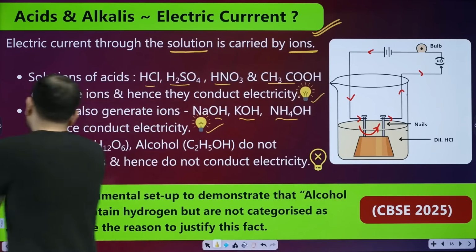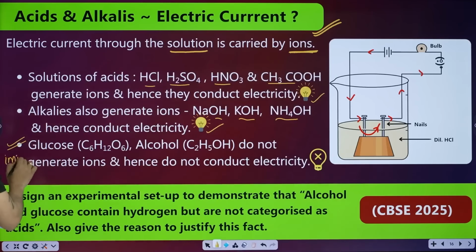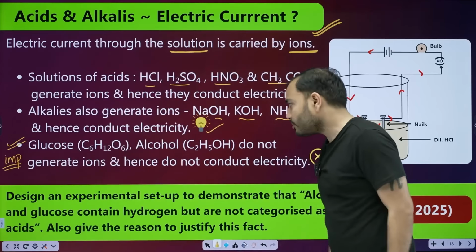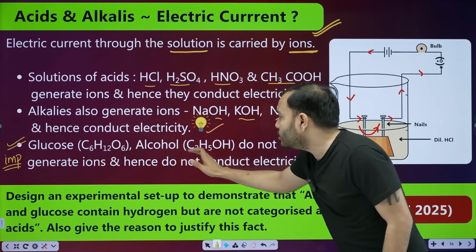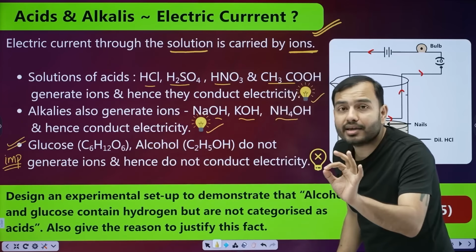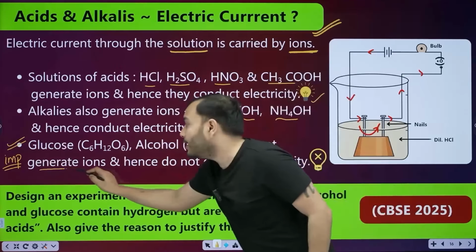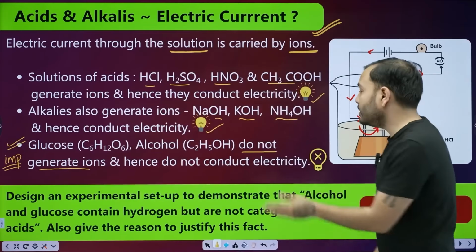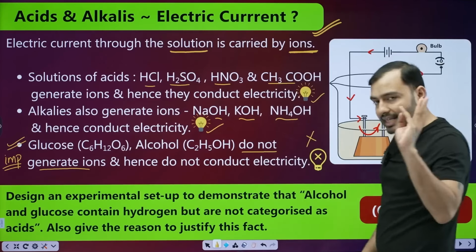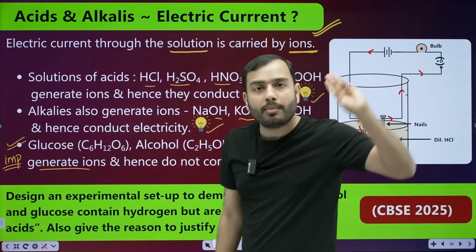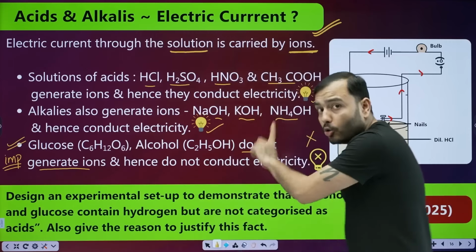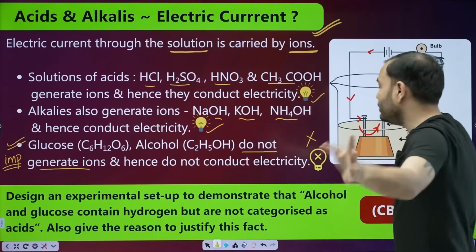Attention, important. Glucose and alcohol. Alcohol we have to read in the 4th chapter. Alcohol C2H5OH and glucose C6H12O6 do not generate ions. There are no ions in their solution. That's why they don't conduct electricity and the bulb will not glow. That's it. Acids have ions, electricity will flow, the bulb will glow. Alkali has ions and the bulb will glow. Glucose and alcohol don't have ions, so the bulb will not glow.